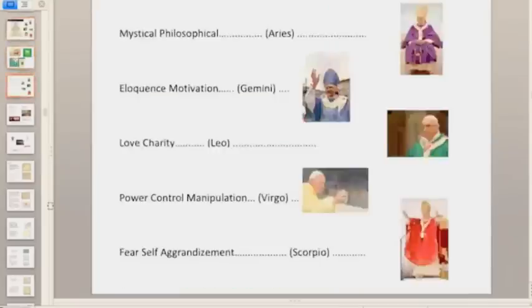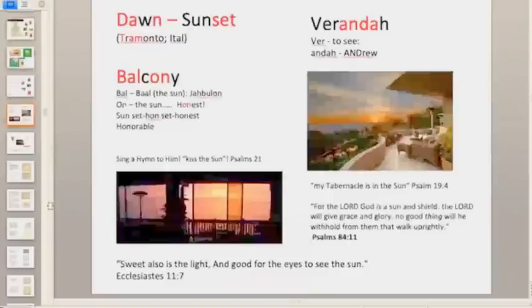You can see Baal on the balcony. Why? Because the balcony is where you watch Baal and On, two words for the sun, set. See? On is honest. Honest, because the sun is always honest, always on time. See? On the veranda you watch the sun go down. Anda is DNA, Adam, Dan, man, the sun.